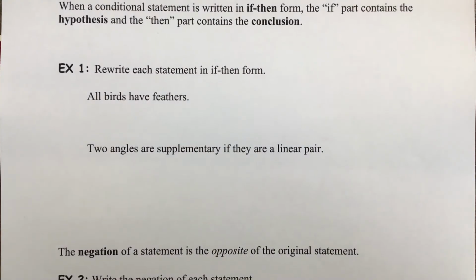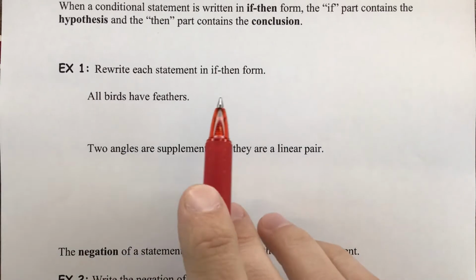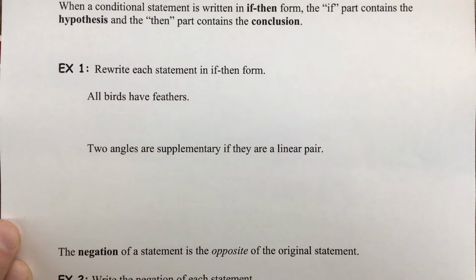In example one, what we're going to be doing is taking regular sentences. All birds have feathers. Two angles are supplementary if they are a linear pair. We're going to take two regular looking sentences and we're going to write them in the if-then form. That means convert these into a conditional statement. Okay, so we've got an if part, which will be a hypothesis, some premise that we begin with, and then the second part, the conclusion, is a result that we can draw from that premise.